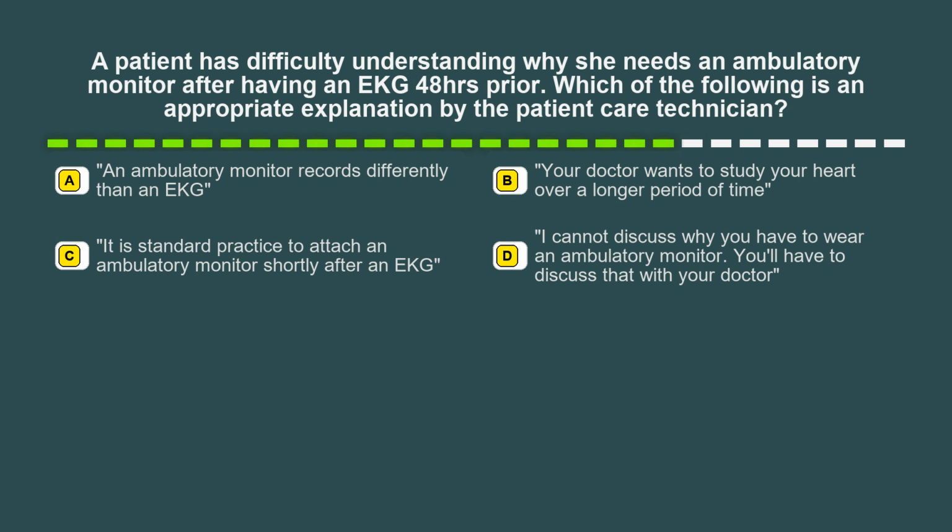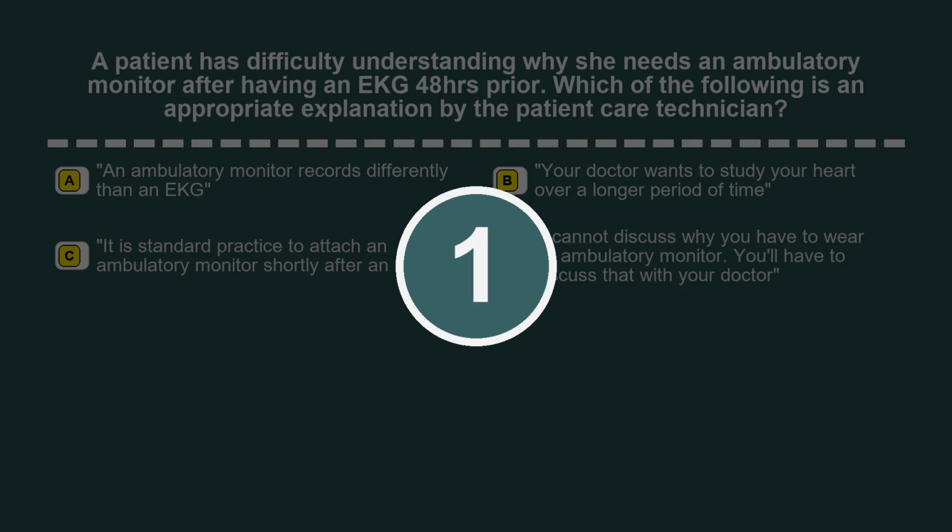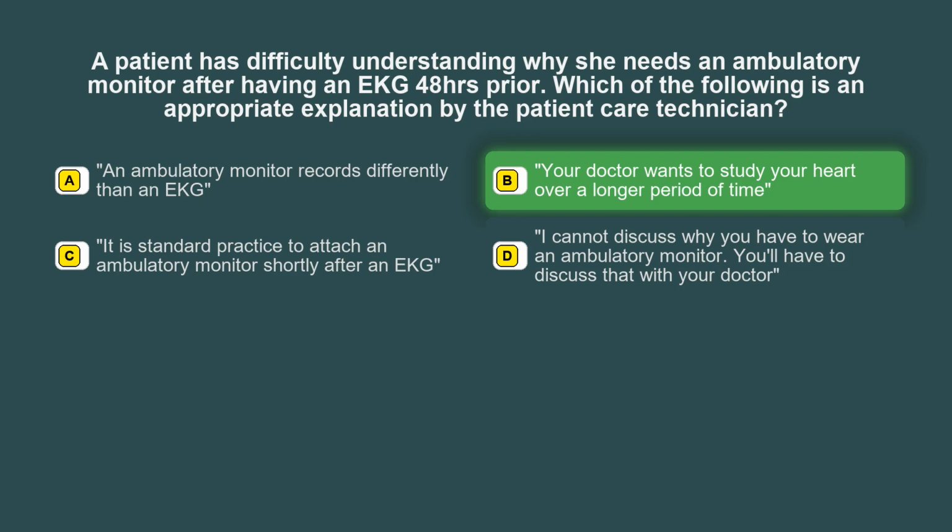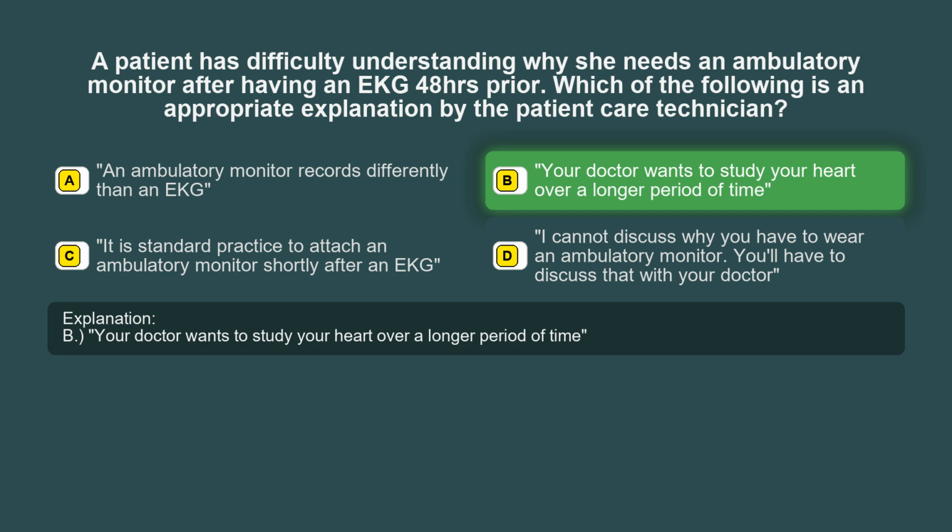Question 72. A patient has difficulty understanding why she needs an ambulatory monitor after having an EKG 48 hours prior. Which of the following is an appropriate explanation by the patient care technician? Option A, an ambulatory monitor records differently than an EKG. Option B, your doctor wants to study your heart over a longer period of time. Option C, it is standard practice to attach an ambulatory monitor shortly after an EKG. Option D, I cannot discuss why you have to wear an ambulatory monitor. You'll have to discuss that with your doctor. The correct answer is option B, your doctor wants to study your heart over a longer period of time.